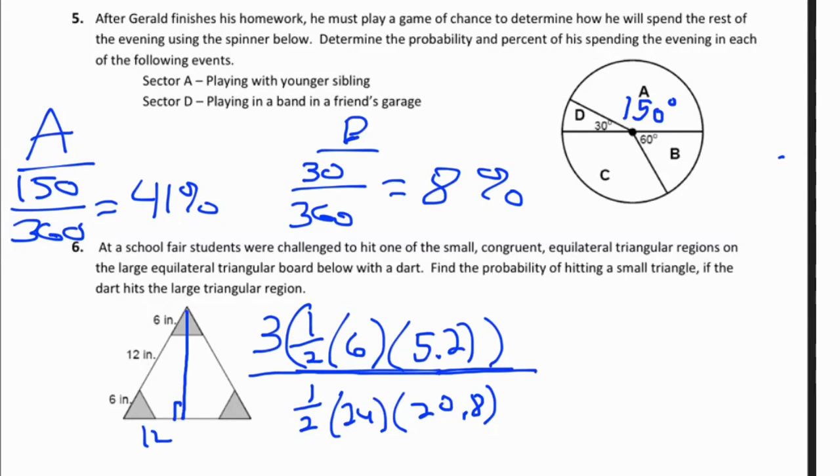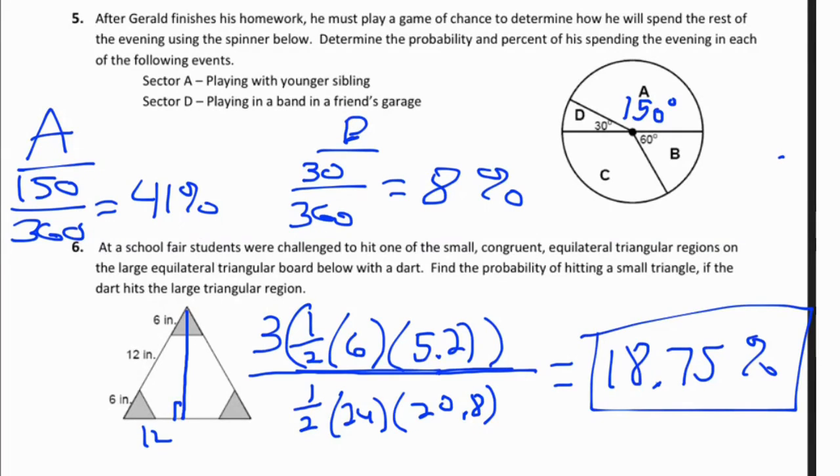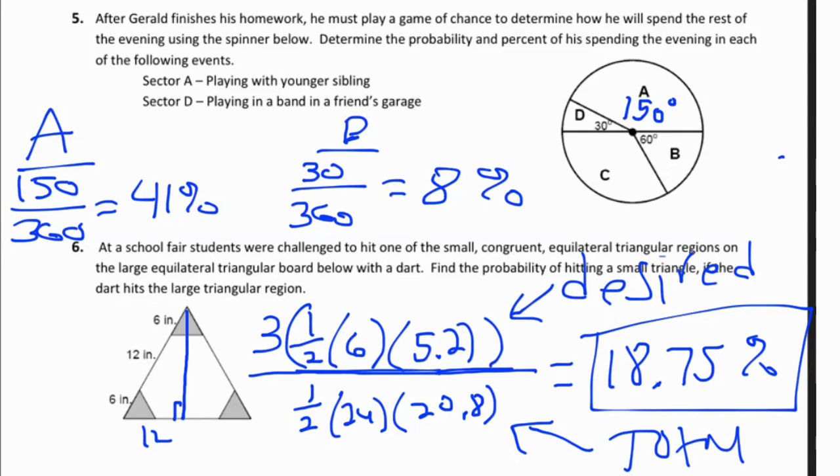So if I type this whole thing in the calculator, 3 times 1/2 times 6 times 5.2 over 1/2 times 24 times 20.8, and when I click enter, there is going to end up being an 18.75% chance that if you threw a dart at this triangle, it would hit one of the smaller sections. So again, I did the desired outcomes over the total outcomes, and I'm just using area to find that.